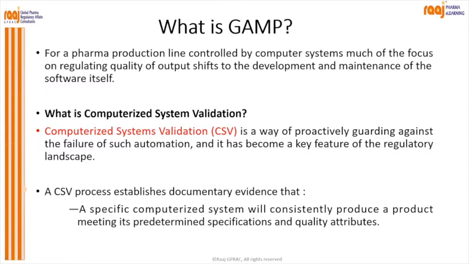So what does computer system validation mean? CSV is a way of proactively guarding against the failure of such automation, and it has become a key feature of the regulatory landscape. And during the last 5 years, you must have seen that data integrity has become very important, because everything is automated and an audit trail, an audit log, is generated by the system.